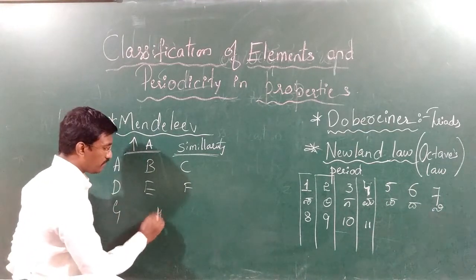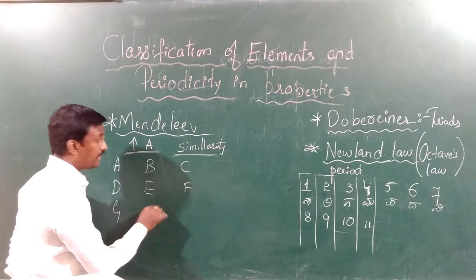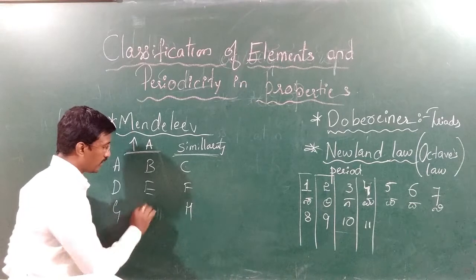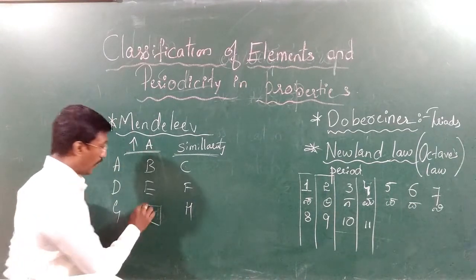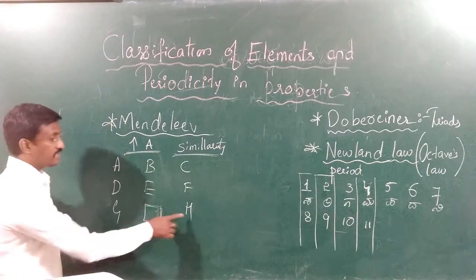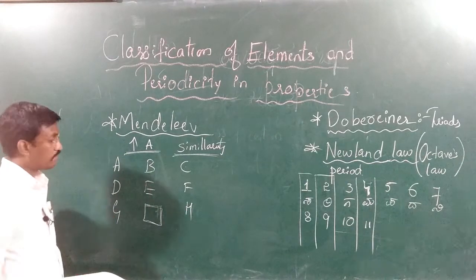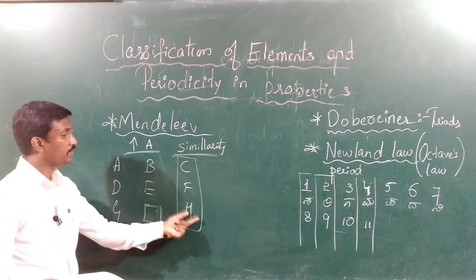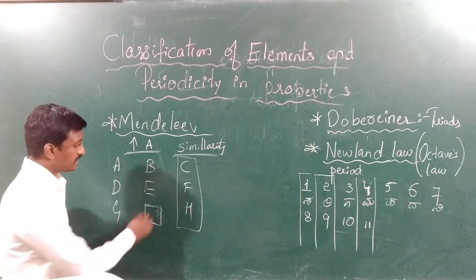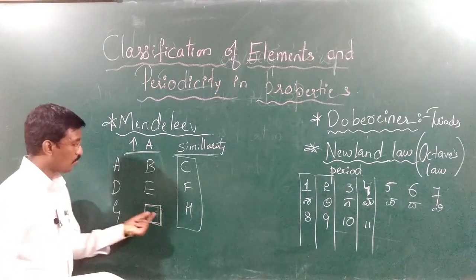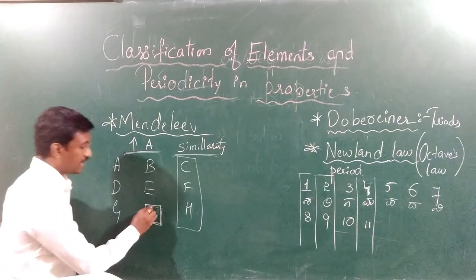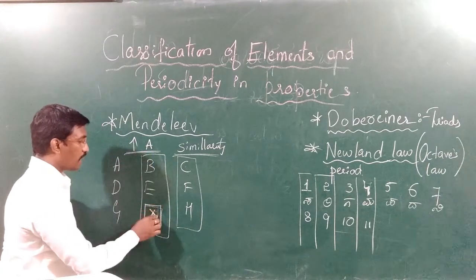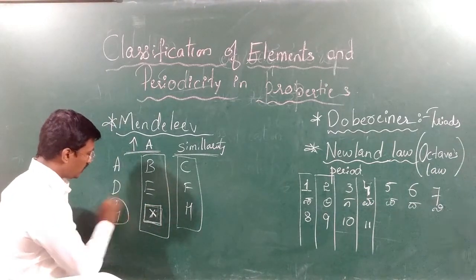Sometimes he gave more preference: if H has properties similar to C and F, then he is going to place H in this place, and keep a space, a vacancy, in this group. He says, no, this H has a greater mass than G, but it obeys the properties of this group. That's why he gave more preference to similar properties. And he said that here one element has not yet been discovered. If we discover it in the future, we have to place that element here, so that it obeys the properties of this group, and it will have an atomic mass slightly in between G and H.